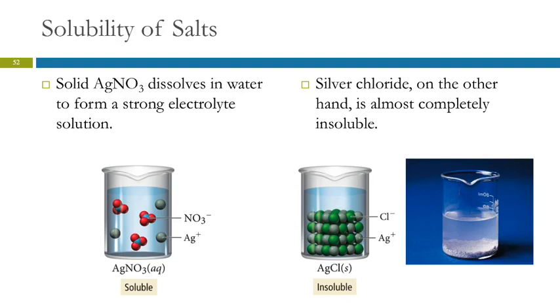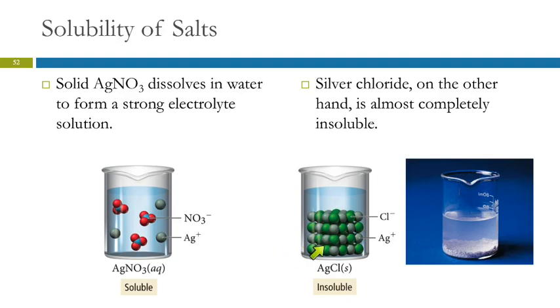Silver nitrate. You can look at the formula. There's the silver ion and the nitrate ion. This will dissolve in water and form a strong electrolyte solution. All of the ions will separate. They will dissociate from each other. We have silver ions and nitrate ions. Silver chloride, on the other hand, is almost completely insoluble. We say it's insoluble with the caveat that some of it dissolves, but just a little teeny tiny bit.